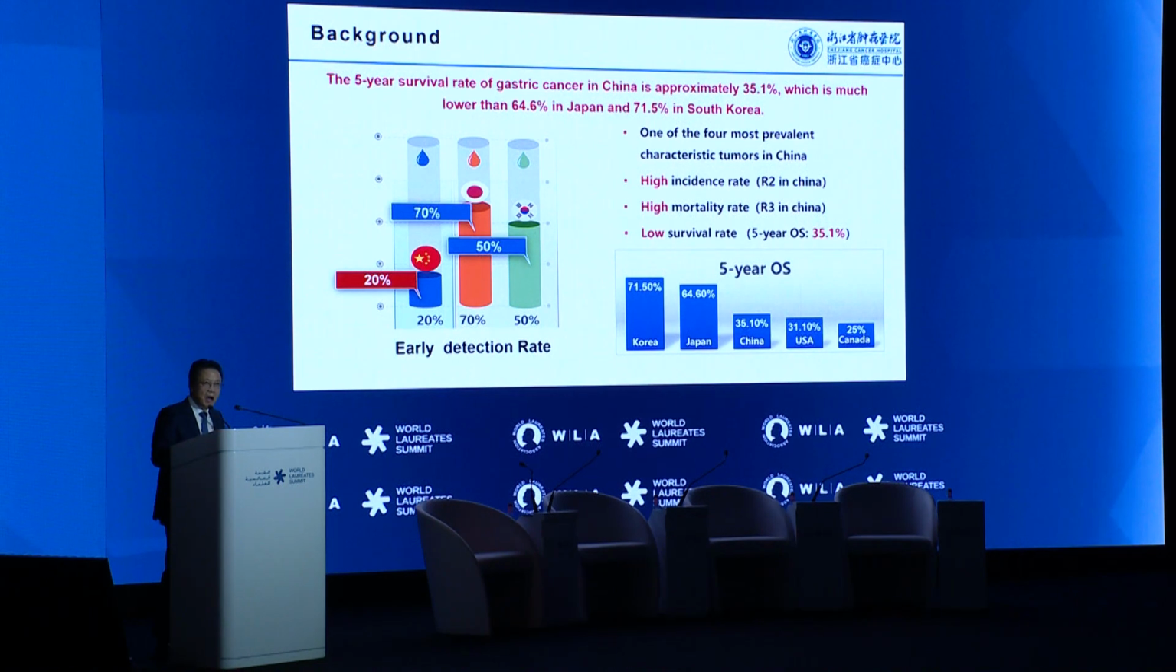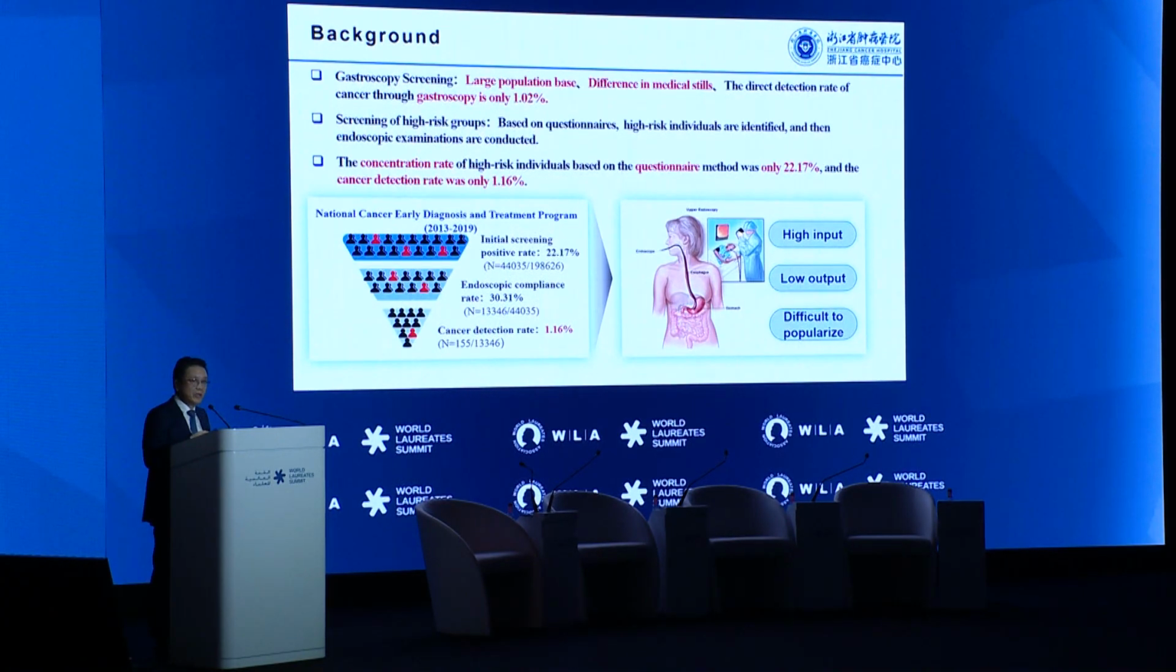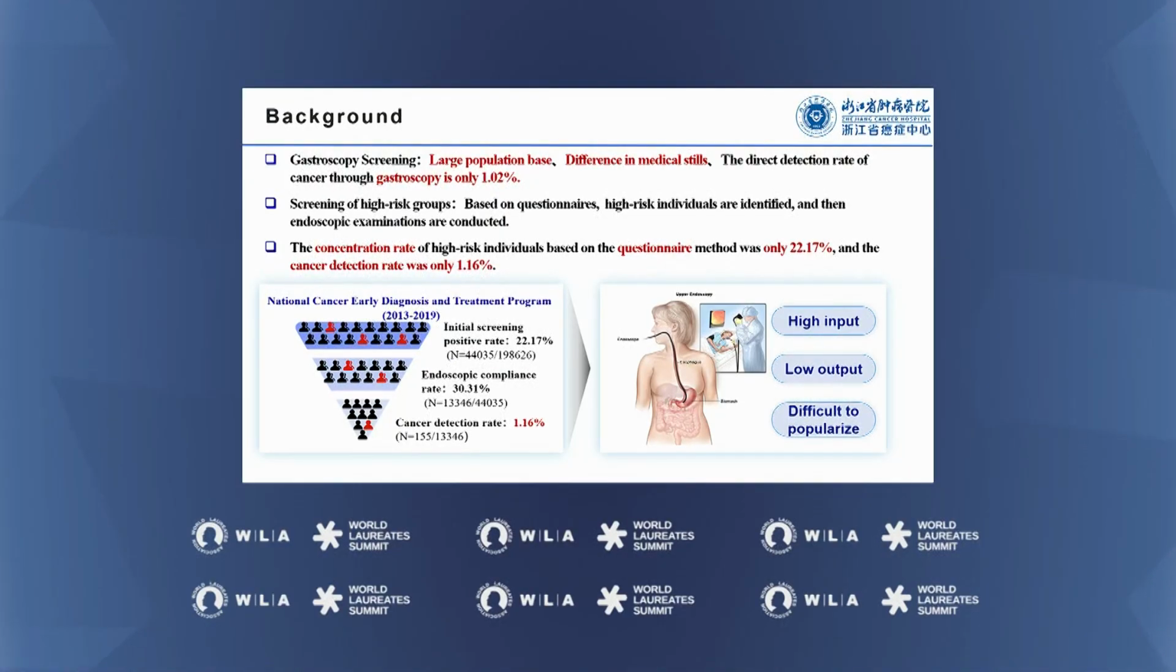It is the early detection rate. It is really low in China, only 20%, and 60 to 70% in Korea and Japan. So what can we do to improve the early detection rate of gastric cancer? In Japan and Korea, individuals aged over 50 years old are advised to undergo a gastroscopy every 2 to 3 years. But it's impossible for us because in China we have a tremendous population and we have a shortage of devices and experts.